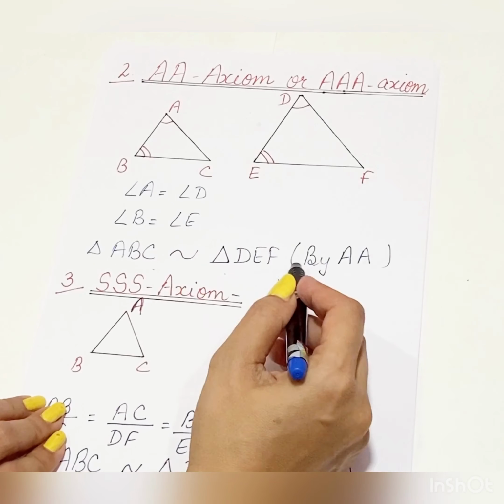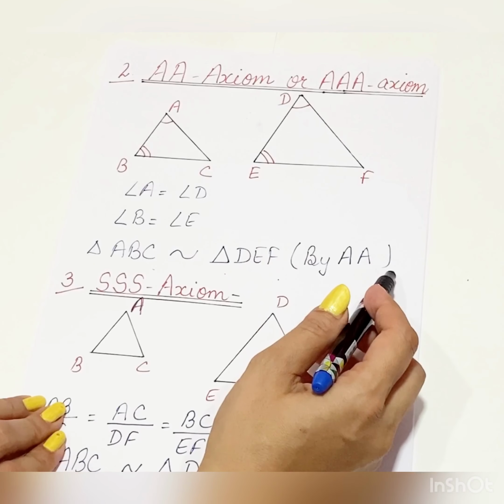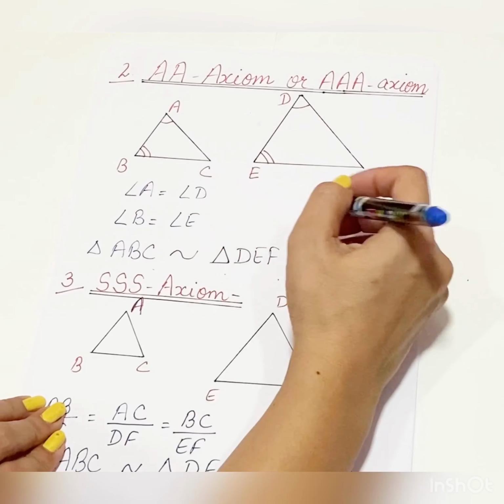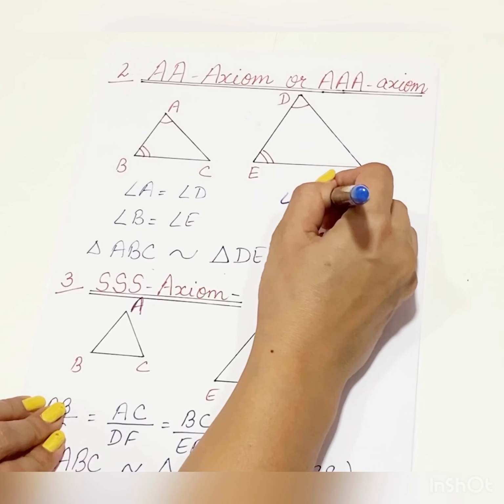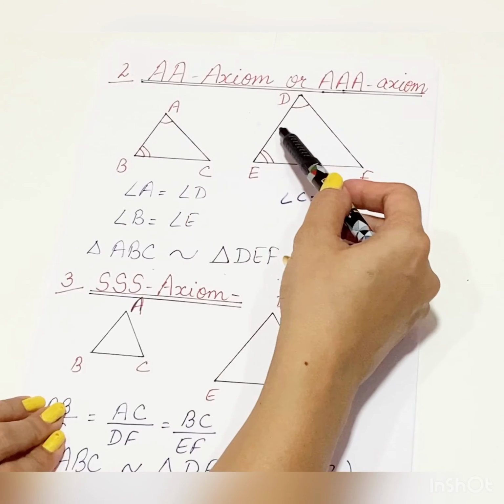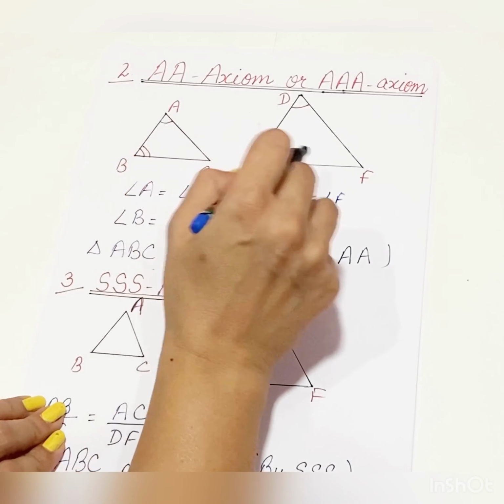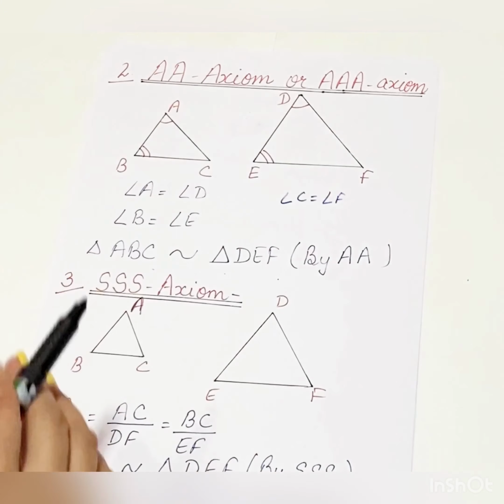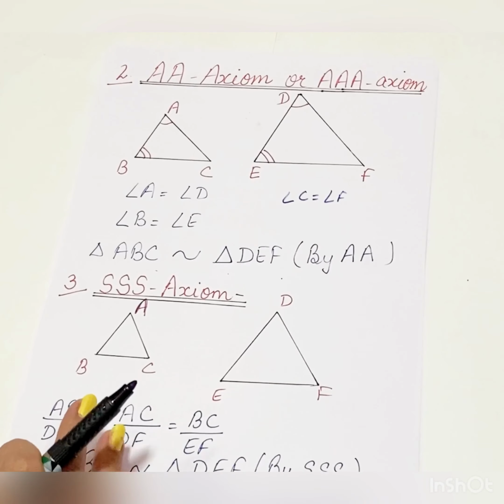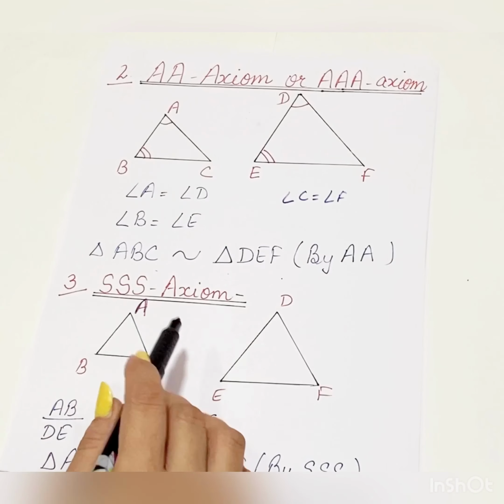Once the triangles are similar, you will write by AA axiom, and after that, what will you have? Angles, you can write angle C is equal to angle F, and AB upon DE will be equal to BC upon EF will be equal to AC upon DF. This is the second, and the third axiom is triple S.